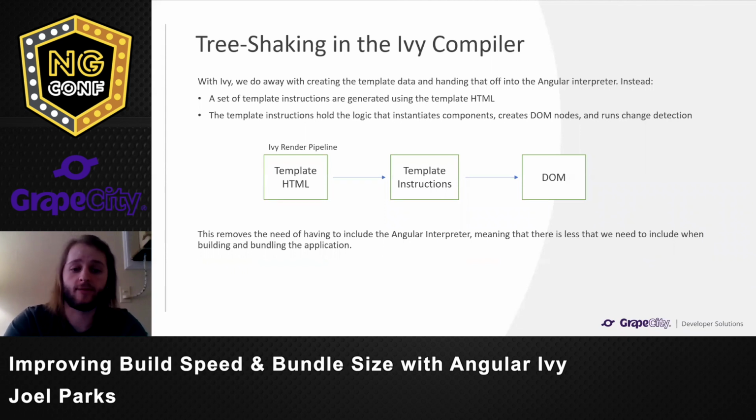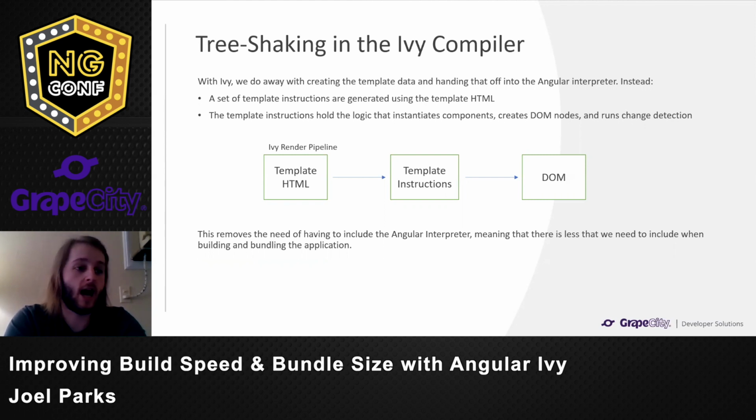With Ivy, instead of generating template data and passing it to an interpreter that decides on which operations to run, a set of template instructions is now generated directly. The template instructions are where the logic that instantiates components, creates DOM nodes, and runs change detection now lives.